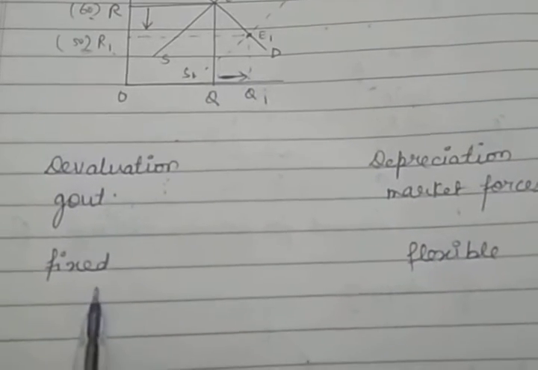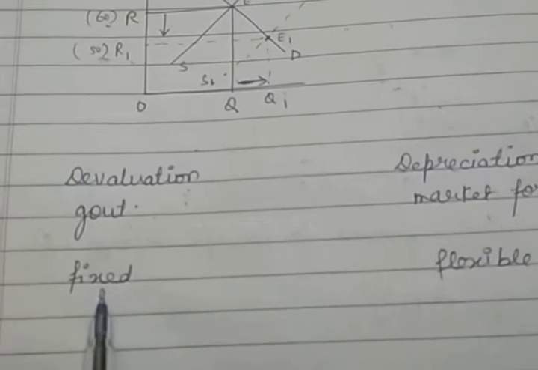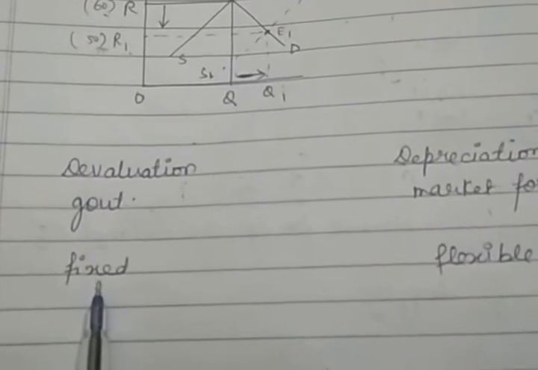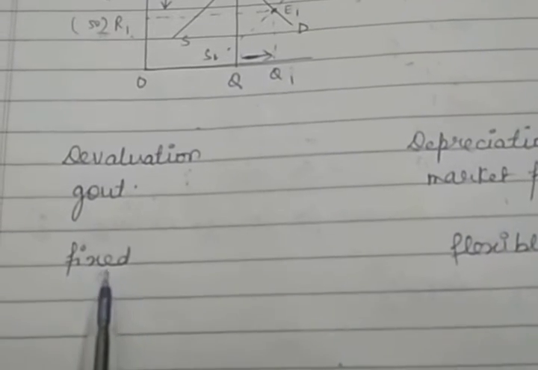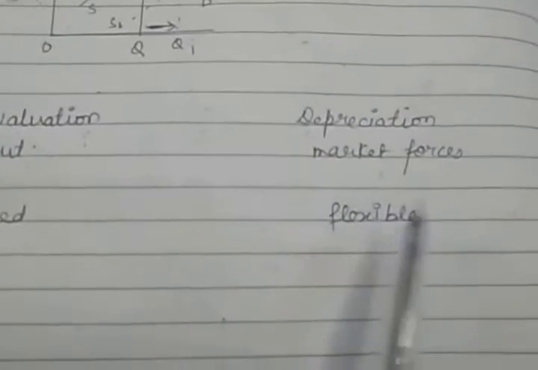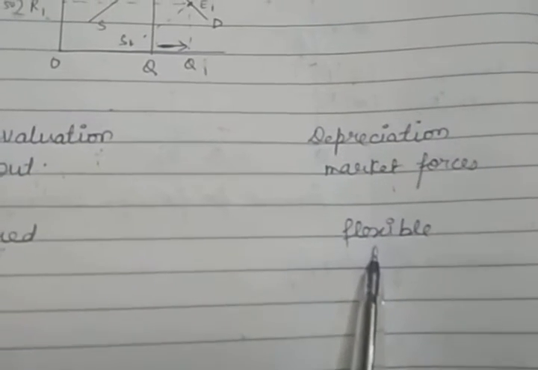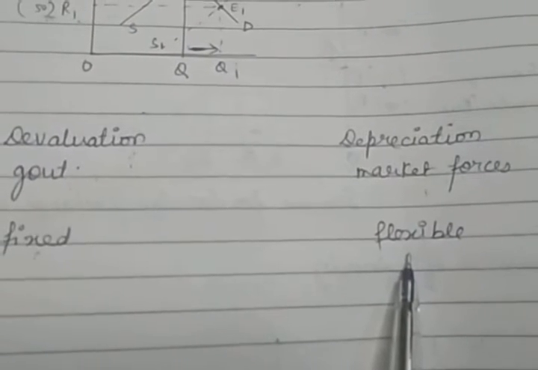The second difference is that devaluation takes place under the fixed exchange rate system, because here there is an intervention or interference of a government. That is why it is placed under the fixed exchange rate system, whereas depreciation is done by the market forces, so it takes place under the flexible exchange rate system.